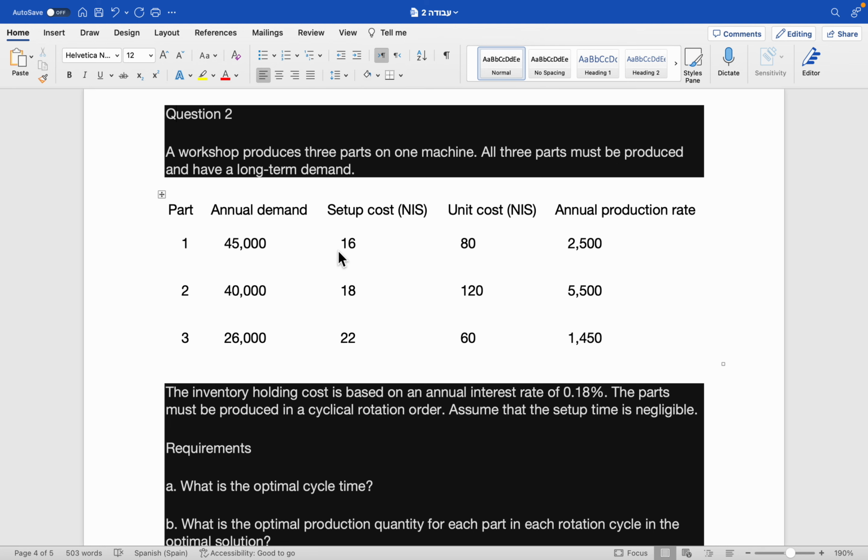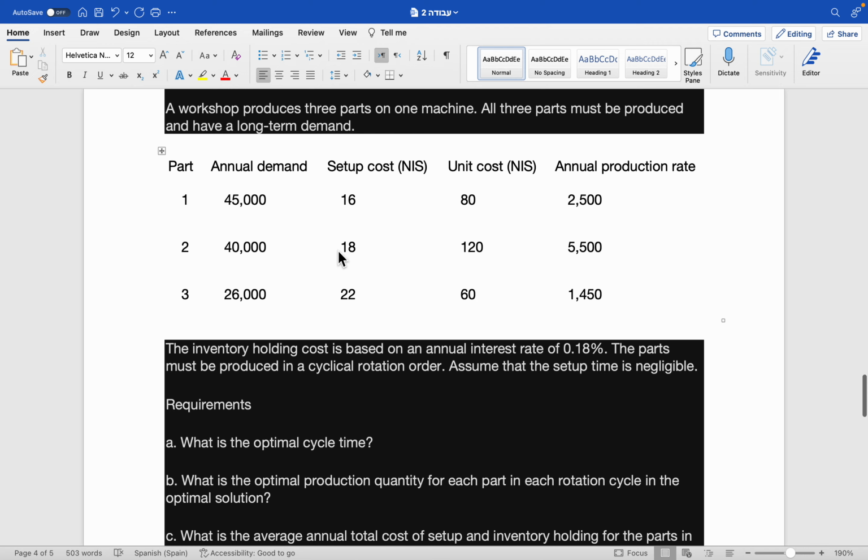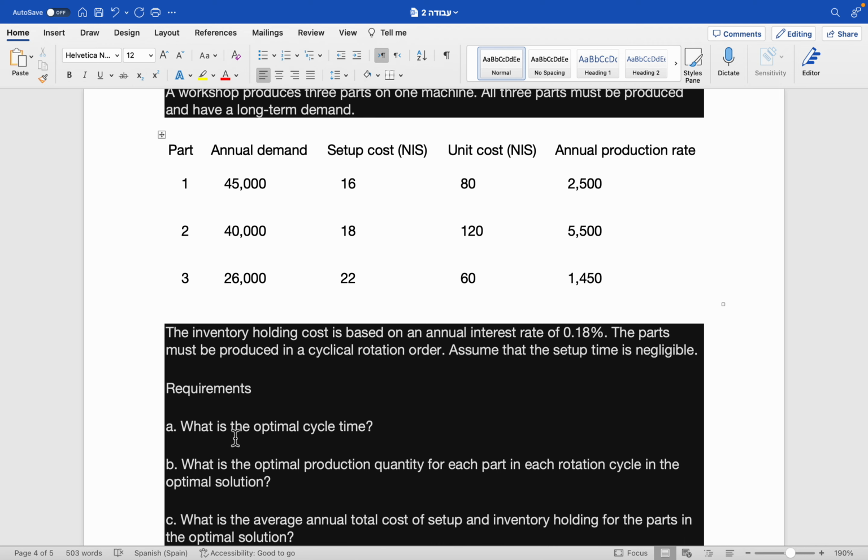3 parts on one machine. All 3 parts must be produced, have a long-term demand. So we have this table. So this is the number part, this is the annual demand, this is the setup cost, this is the unit cost, and this is the annual production rate.